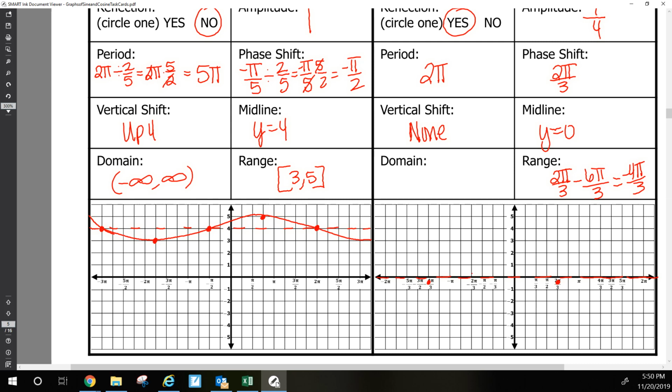Sorry, I messed that up. Halfway between negative 4 pi over 3 and 2 pi over 3 is going to be here at negative pi over 3. Halfway between here and here is this point here. There's that midpoint. Let's try to make this small at 1/4. Halfway between negative pi over 3 and 2 pi over 3 is going to be right here at pi over 6. And we'll continue it.